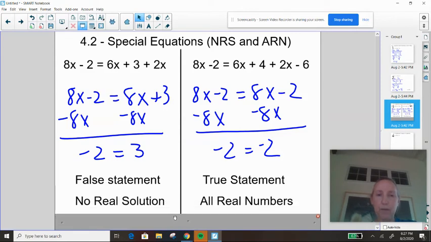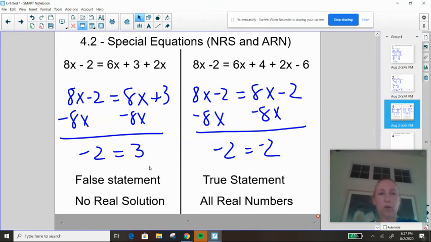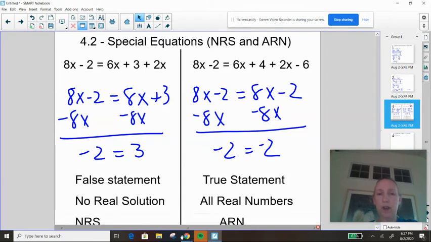Did you get it? It makes sense that -2 can never equal 3, so there's no way to make this equation true. Whereas -2 is always going to equal -2. Whatever you plug in, the x's will disappear, and you'll end up with a true statement. So those are the two scenarios. No real solution, and you can write the abbreviation of that, NRS, or all real numbers, ARN.